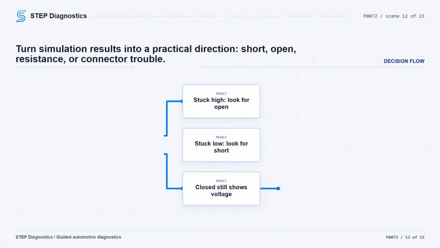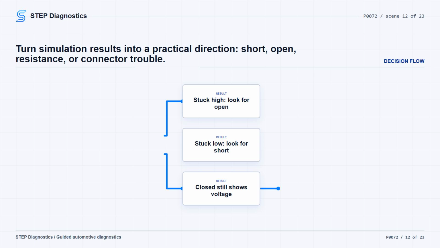If the signal stays low, or only the low circuit fault sets during the simulation, the likely direction is a temperature sensor signal circuit shorted to chassis ground or shorted to the sensor ground circuit. Check the signal circuit for that short.